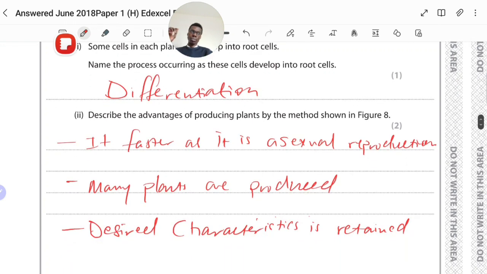What does that mean? Let's say that plant is tall, all of the plantlets will be tall also. But if it was sexual reproduction, when you have a tall plant and a short plant, you might be lucky to have all offspring tall plants, or some of them may be short or in between. But when it's asexual reproduction, everything you have in the parent will be replicated in the offspring, as it were.